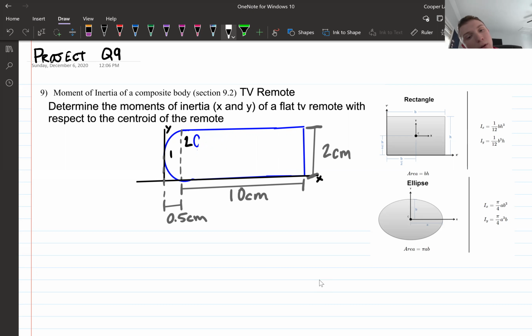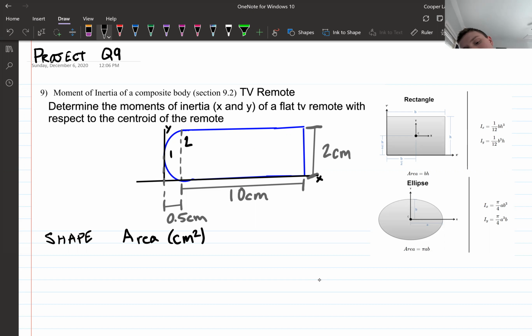So when I go to do this, I pretty much get to ignore the buttons and look at just two main shapes. In order to work on this, my first thing I have to do is create a chart, because I have to figure out what my centroid's going to be. For this, we're going to have our shapes, which are already numbered for us. We're going to calculate the area of these shapes in centimeters squared.